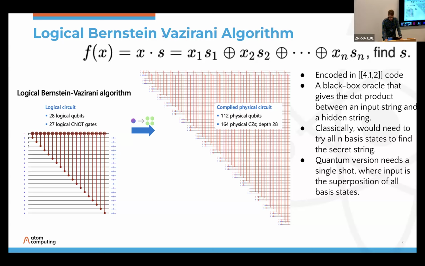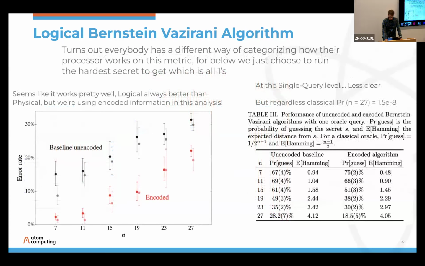I'm not going to dive into details here. I just want to give you a sense of the scale of what we ran here. You can see that it's 112 physical qubits. You can see how big the circuit is. And an interesting thing: the error rate was unambiguously lower for the error corrected or error detected qubits.